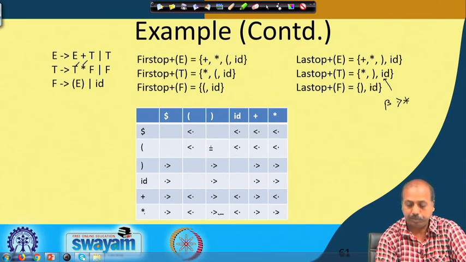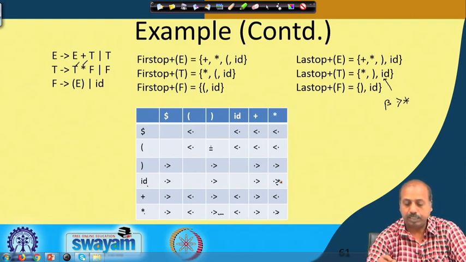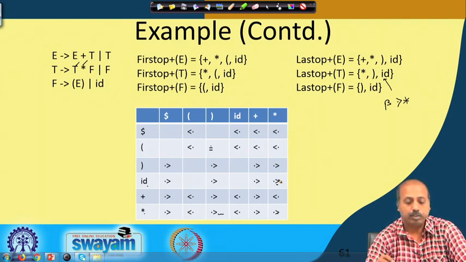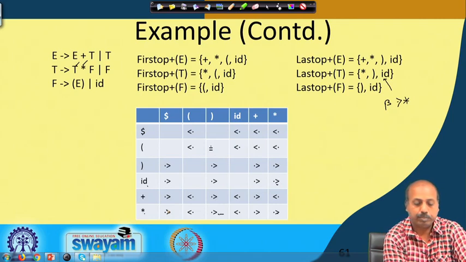So, ID should be greater than star. So, ID is greater than star. So, that way it is getting the thing. So, we can see that we can formulate this first of plus and last of plus, and from there we can make this table.